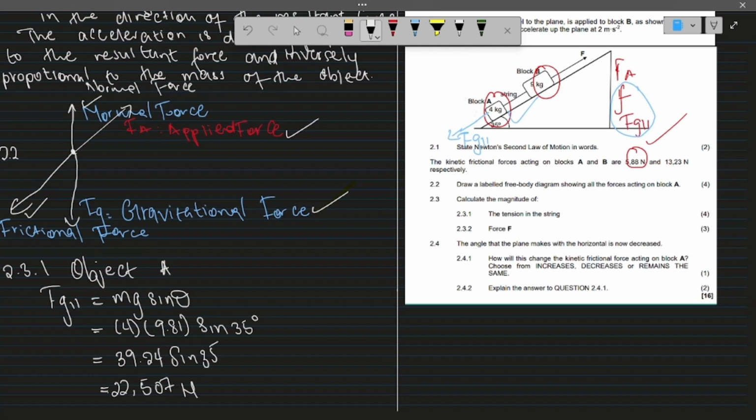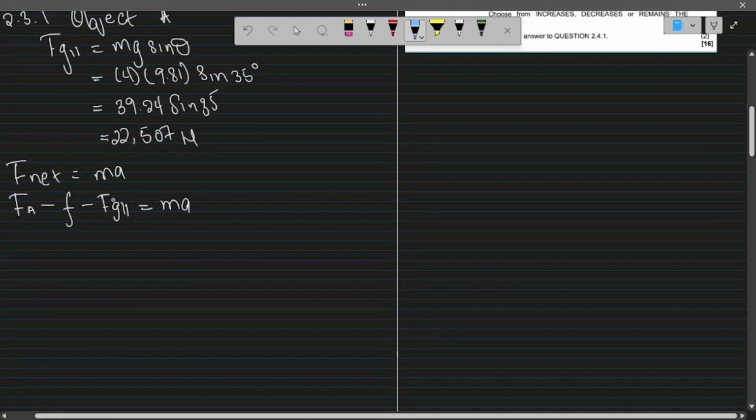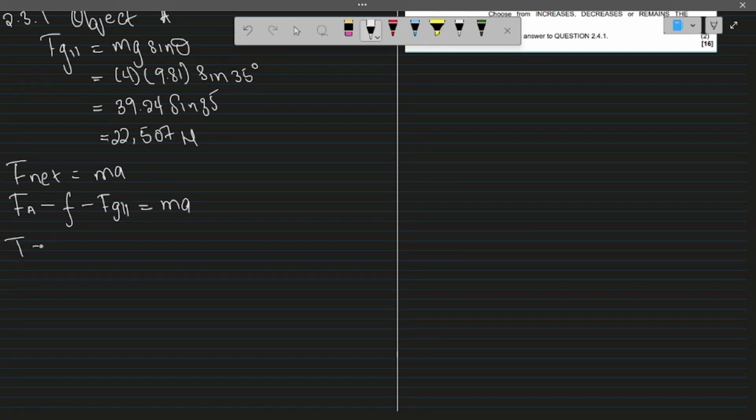It's going to be the tension in the string basically. There's no applied force on object A; object A is only being pulled by object B. You understand? So it's going to be the tensional force minus friction minus F_g parallel, which is equal to ma, guys, right?